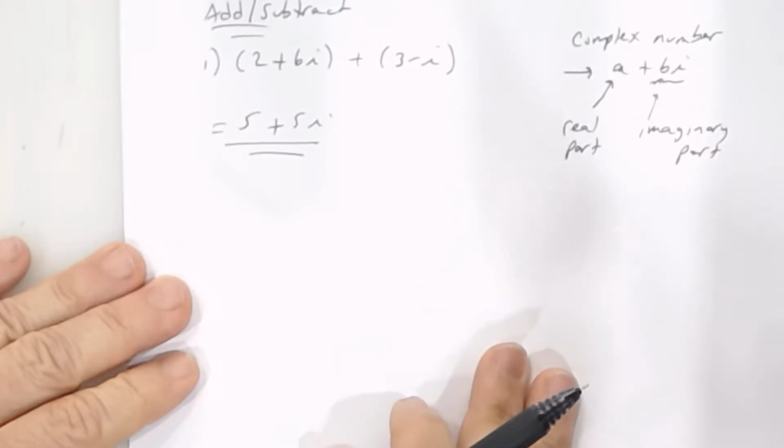So all I did was, with each of those complex numbers that were in parentheses, I combined their like terms. So the real parts are like terms and the imaginary parts are what? Like terms. Just like we did with the polynomials. You combine like terms.